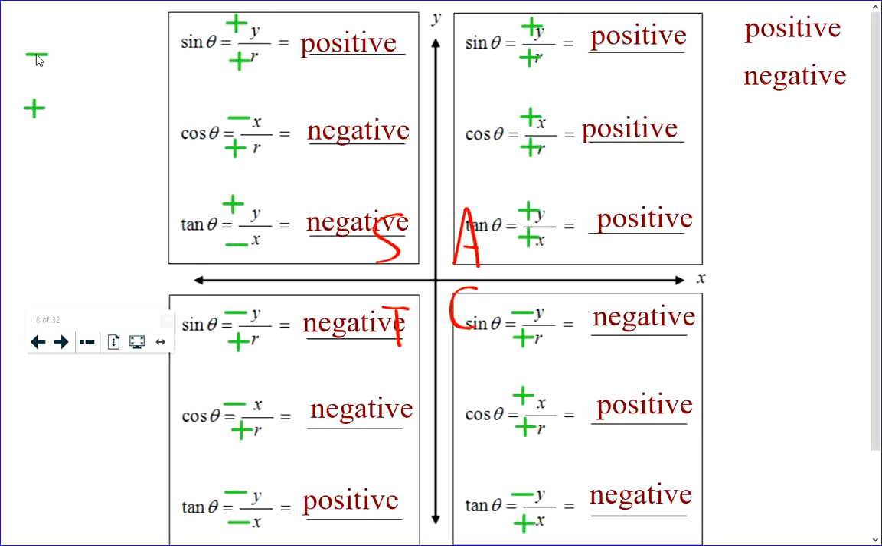The problem I have with it is now we have 6 trigonometric ratios. So if I say to you, where is secant positive or negative? I wouldn't do this. I would just say secant is the reciprocal of cosine, and cosine is negative where x is negative, so it's over here. Right? I don't think you need a rule.